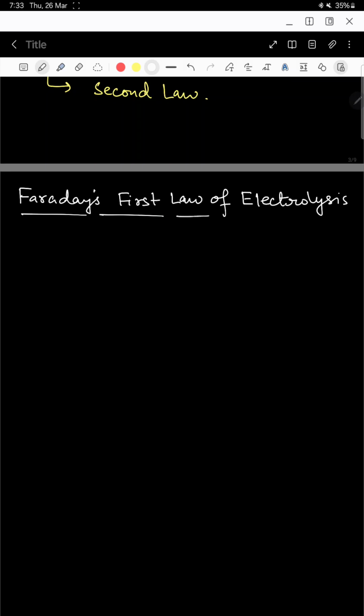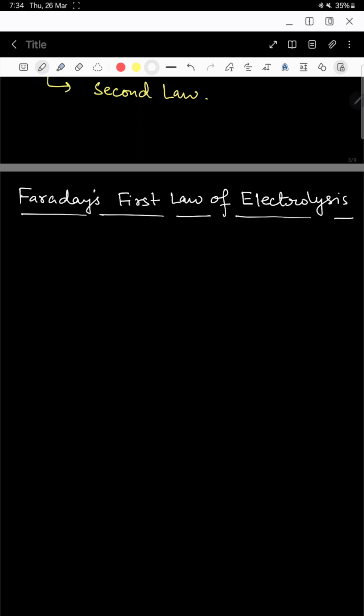Faraday's first law. Now in CBSE, sometimes they directly ask to state the law. So that is why you need to remember the statement also. From the CBSE point of view, the question directly comes like: state Faraday's first law of electrolysis, or state Faraday's second law of electrolysis. So for that you have to remember the statement.